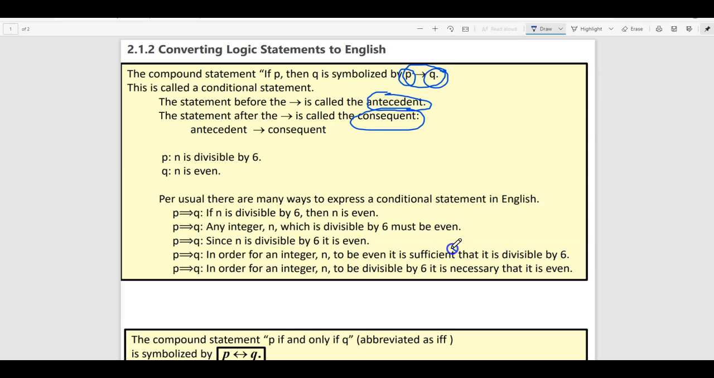Most of your homework will use the word sufficient or necessary, or you'll see something that says "any n which is." Always make sure you have these sentences with you, so you know that instead of saying "if n is divisible by 6, then n is even," these are all different ways of saying that particular compound statement.